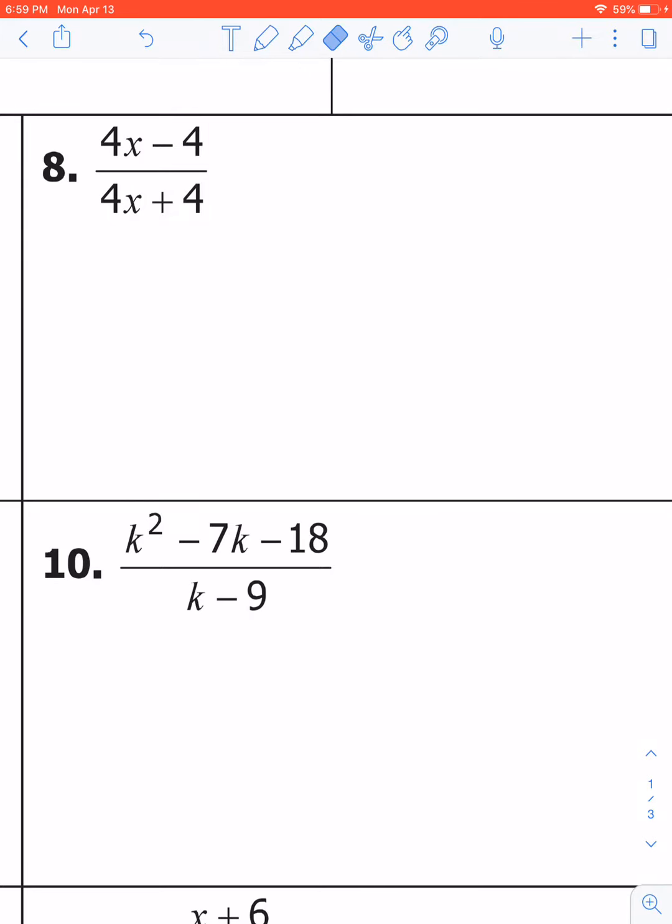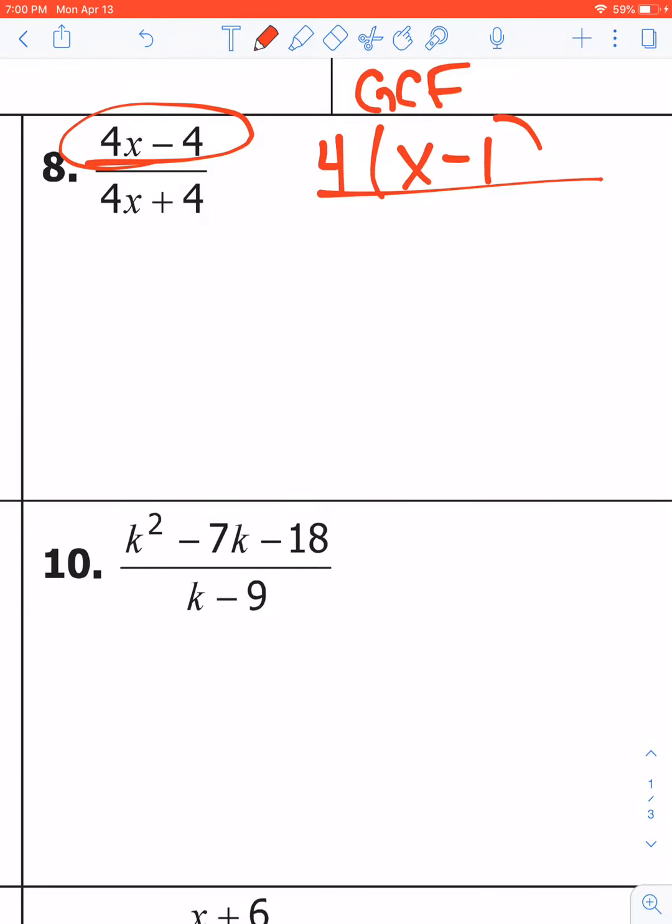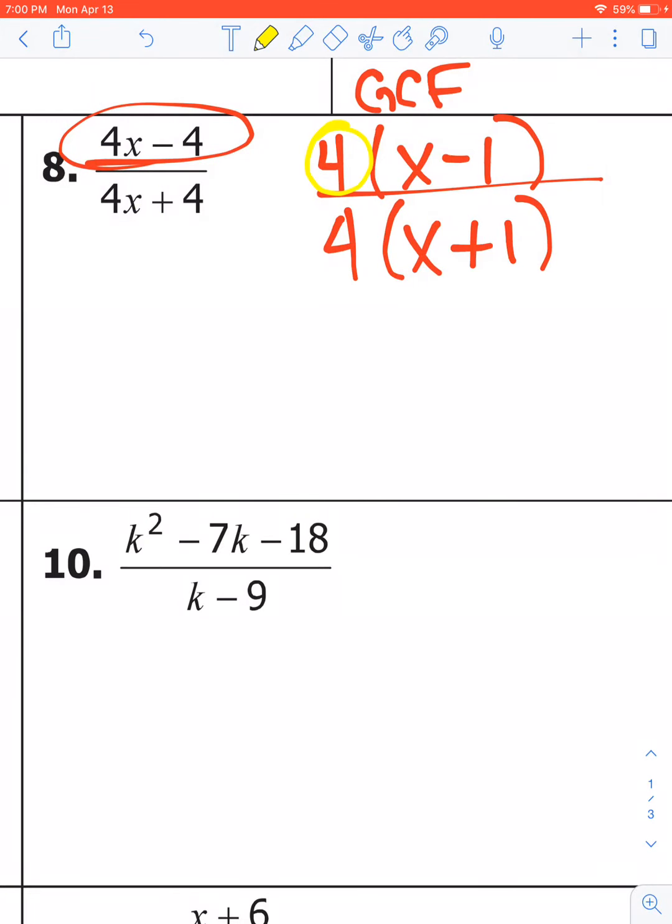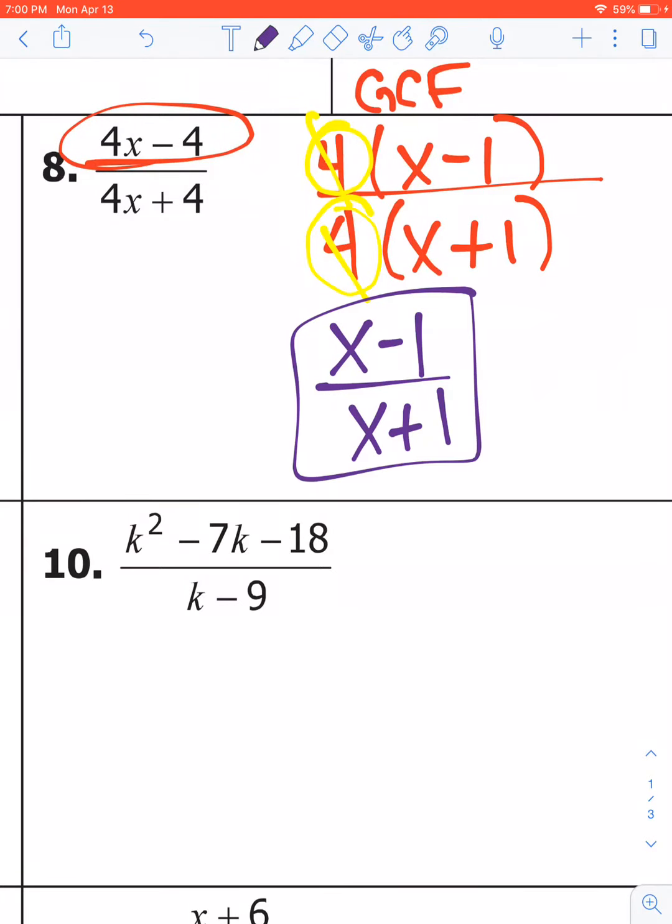So how do we actually do the problem? We factor. I look at the numerator. What's your first rule of factoring? The first rule of factoring is take out a GCF. They share a 4. The denominator shares a 4. Well, this 4 is a monomial and that 4 is a monomial, so they cancel. The x minus 1 and the x plus 1 do not cancel. There is nothing you can do. This is your final answer.